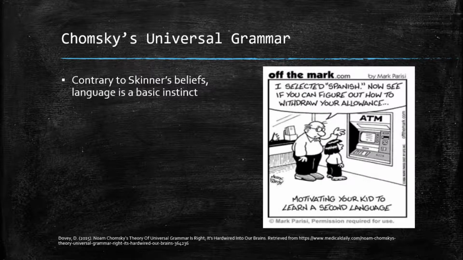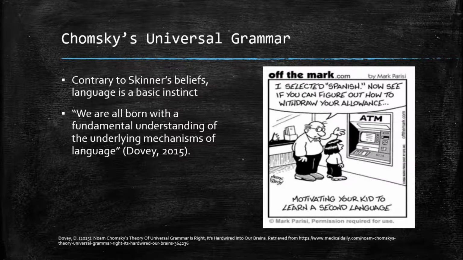So, contrary to Skinner's beliefs that behavior we have to learn through punishment and reward, Chomsky says language is a basic instinct. It's hardwired into our brains. What Chomsky means is we all are born with a fundamental understanding of the underlying mechanisms of language. To clarify, it doesn't mean that when we're born, we know we're going to speak English, Spanish, German, Italian, Chinese, Mandarin, whatever. It means that we were born with the ability to do this. So we are naturally hardwired to have the development of language, no matter what that language is. Skinner doesn't believe that. So this is where Chomsky and Skinner kind of differ.